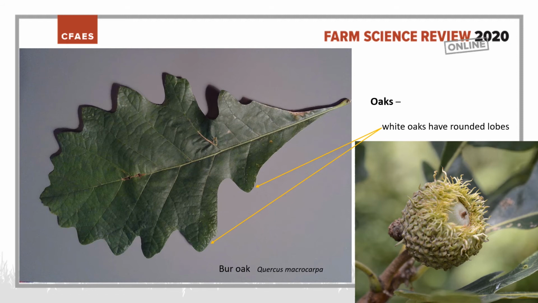This hairy capped acorn, sometimes nicknamed mossy cup oak, is very distinctive when we start looking at our native oaks and we look at bur oak.